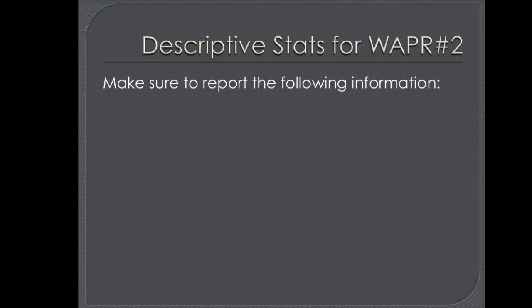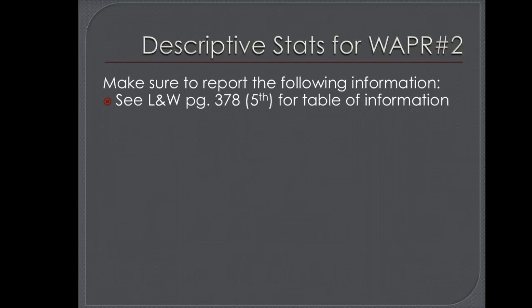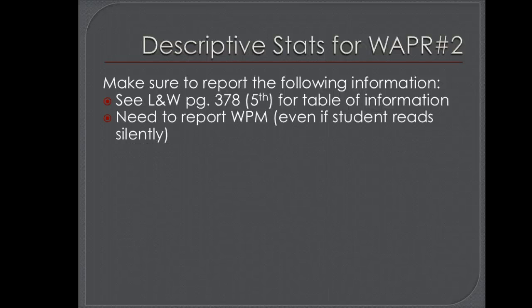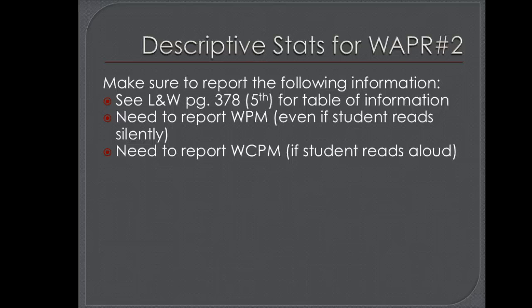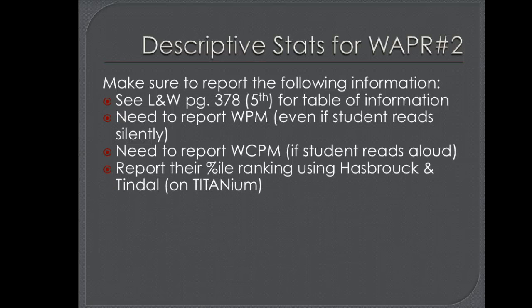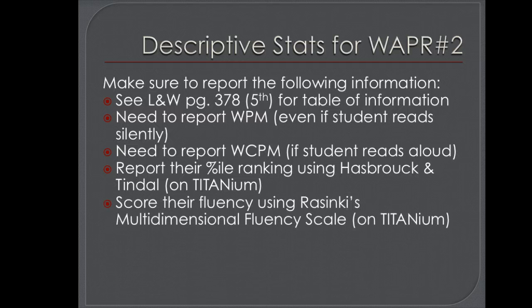Okay, so looking forward to your WAPR number 2, you're going to want to make sure you include some descriptive statistics for the narrative and expository passages. So there are some good tables in your Lipson and Wixon. You're going to want to include words per minute even if the student reads silently, but I highly advise that your student read out loud. You're also going to need your words correct per minute. Include the percentile for fluency. And then also use that scale to rank their fluency.